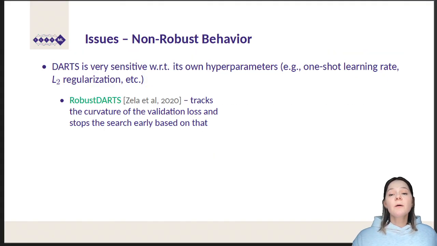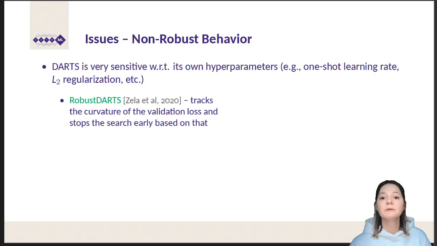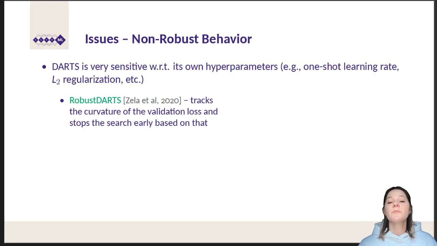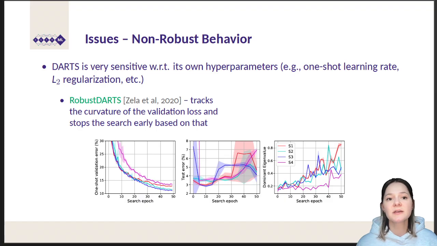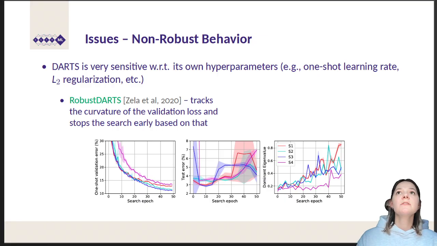So in order to overcome this issue of moving towards degenerated architectures of only finding skip connections, there are two approaches which we will talk about briefly now. One of them is Robust DARTS from Zela et al. from 2022 from the University of Freiburg group, which tracks the curvature of the validation loss and stops the search early based on that. So what is happening is that if we look at the largest eigenvalue of the Hessian matrix of the validation loss, this will give us insights into how steep or flat the computed weights are. And that is exactly what they plot here.